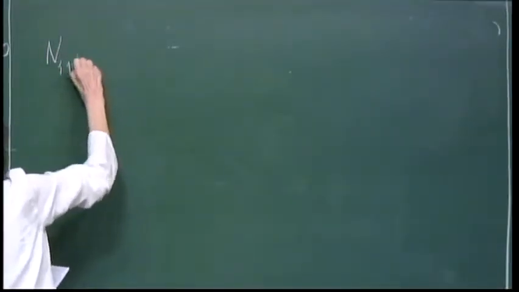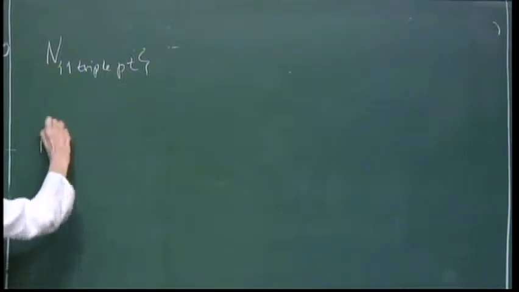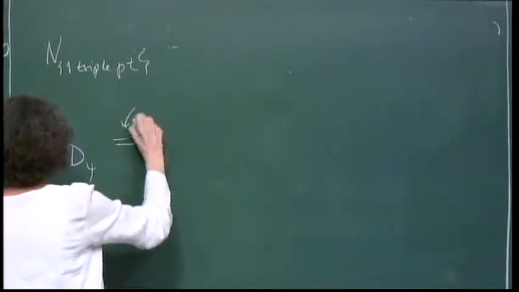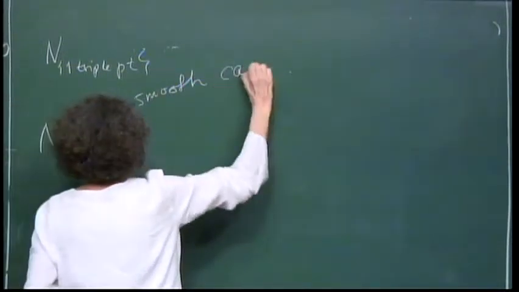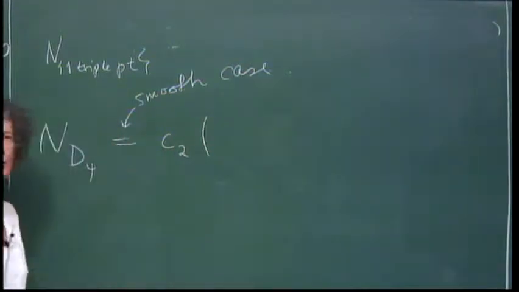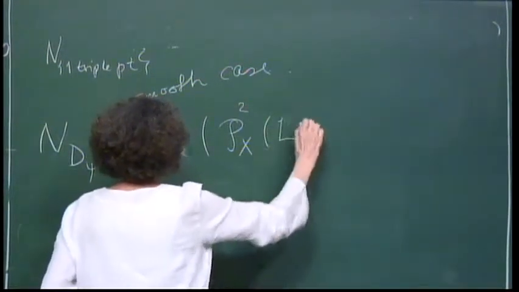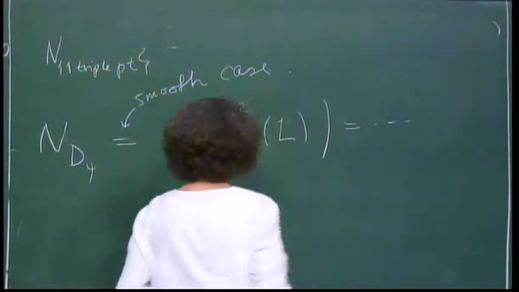Suppose you want to do, let me just put it, one triple point. So it's the D4, actually I should maybe say ND4. D4 is the ordinary triple point. And if you're in the smooth case, this is the second Chern class of the second bundle of principal parts, so the second jet bundle, which you can compute, which I'm not going to express.